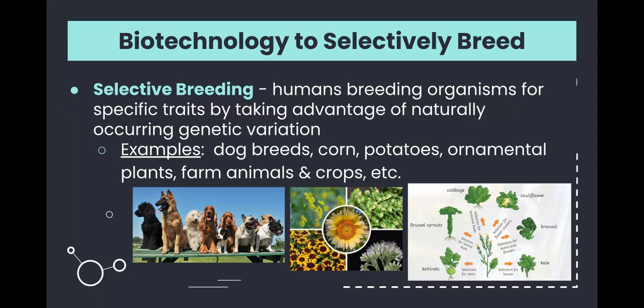Dog breeds are the same species, but there are so many different traits that have been highlighted in specific breeds. We see this in corn, potatoes, a lot of other farm crops, ornamental plants that we think look pretty, stuff like that. Again, as I said, farm animals and crops are also important. If you look at this picture down below on the right, you'll even see that we have a lot of plants that we have selectively bred to create new species of crops that we eat to this day.